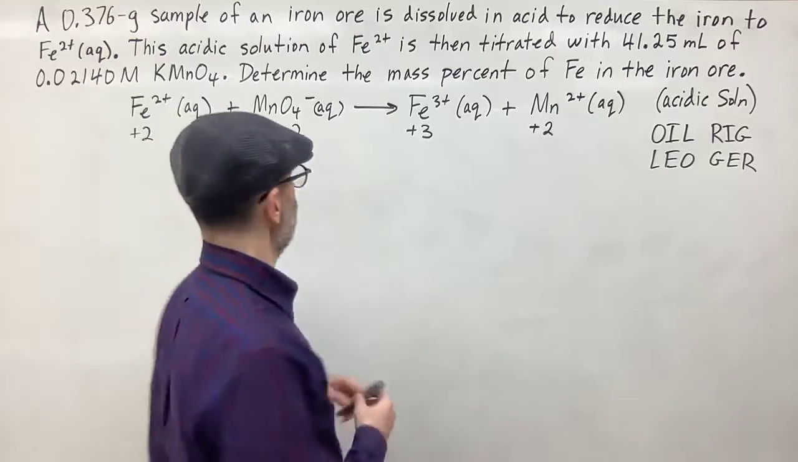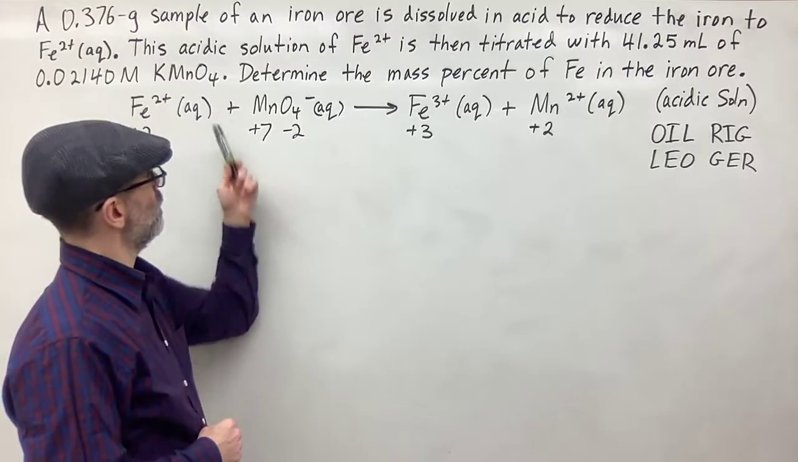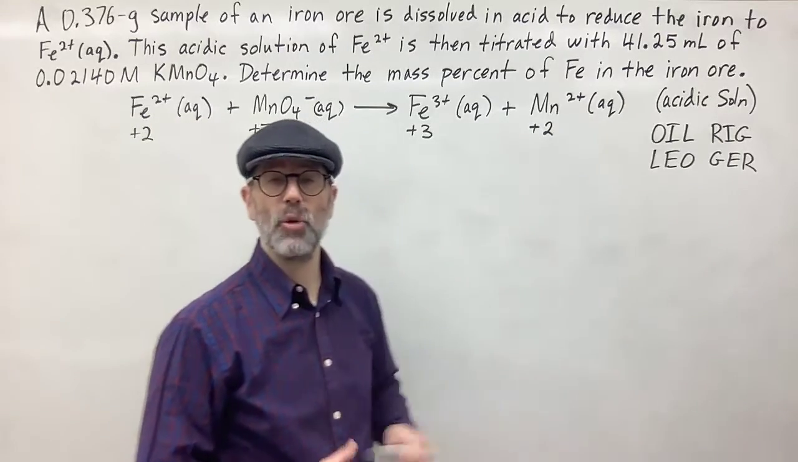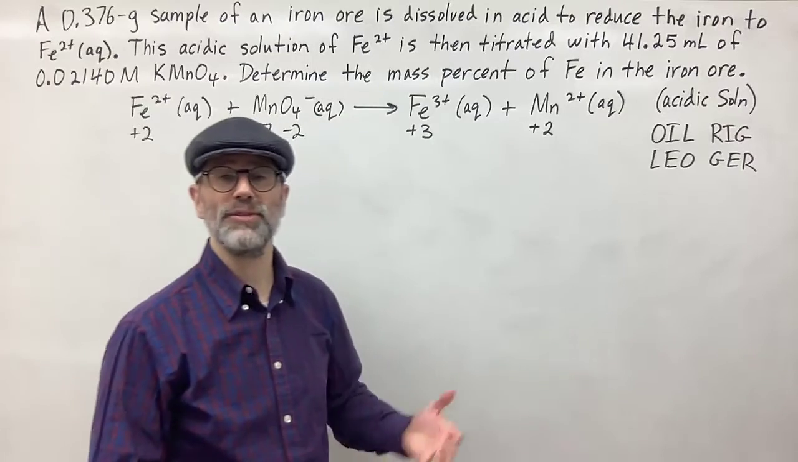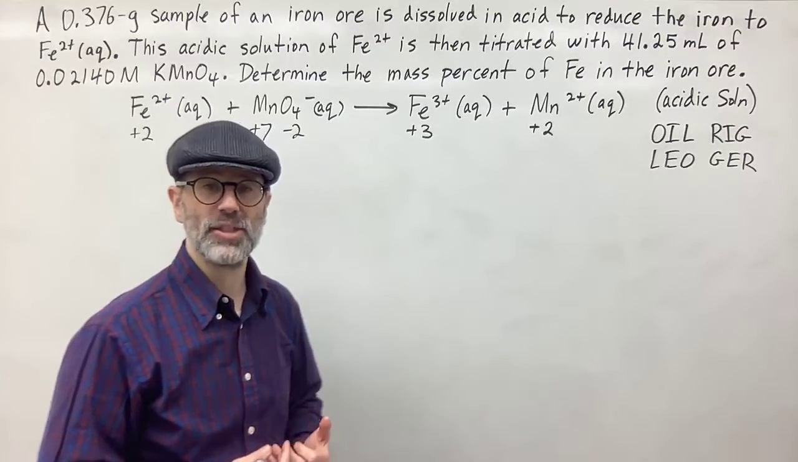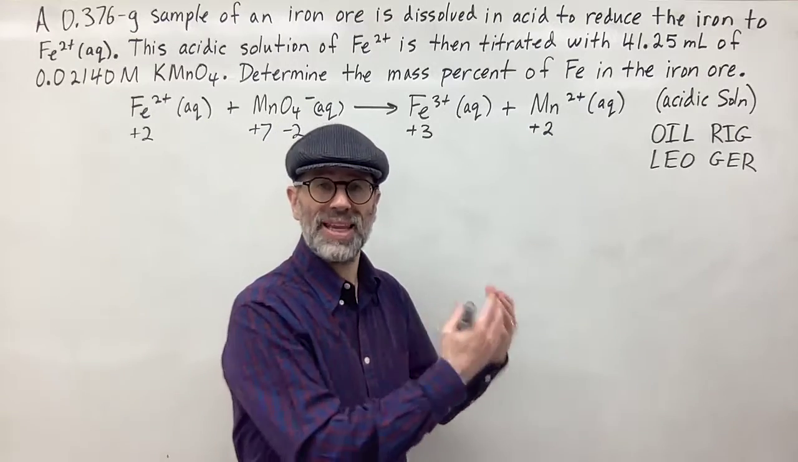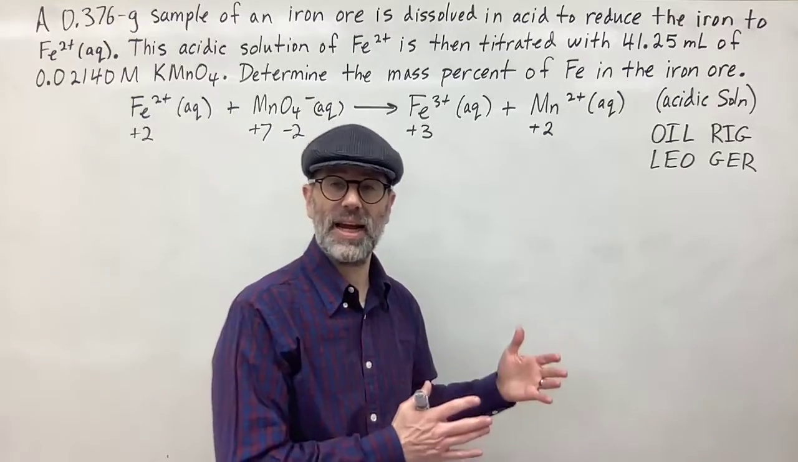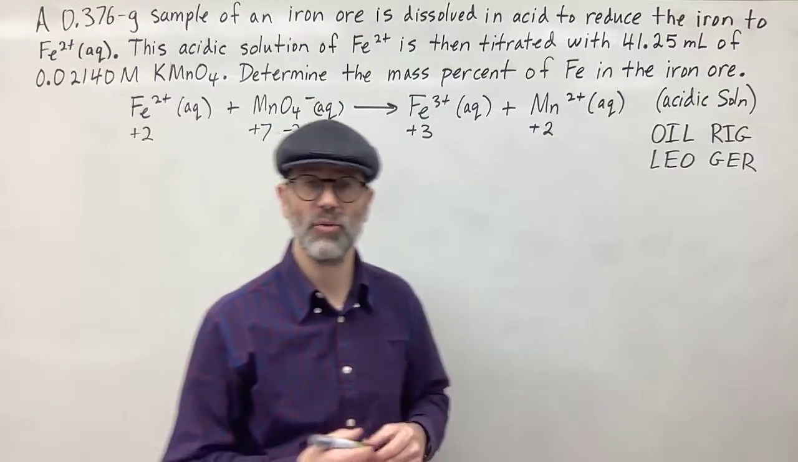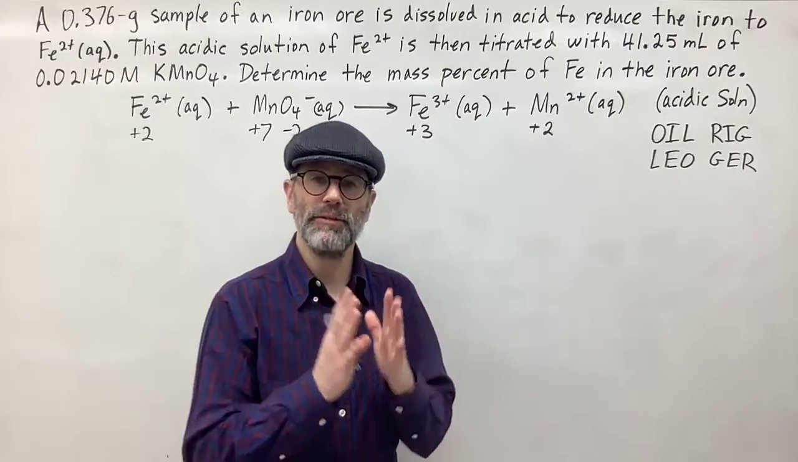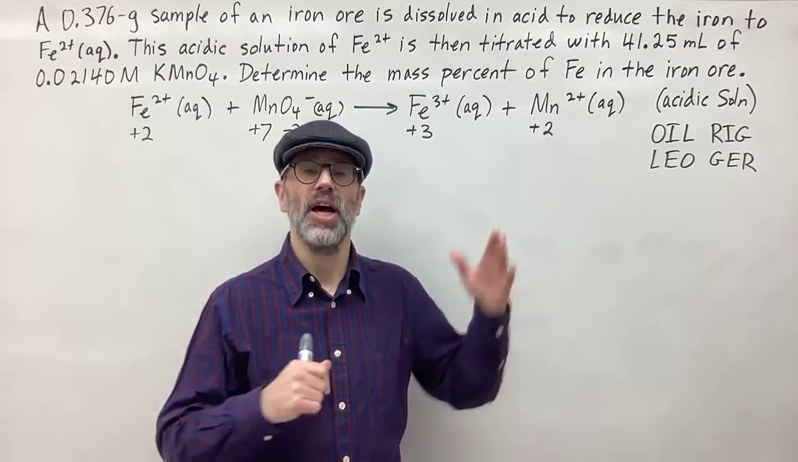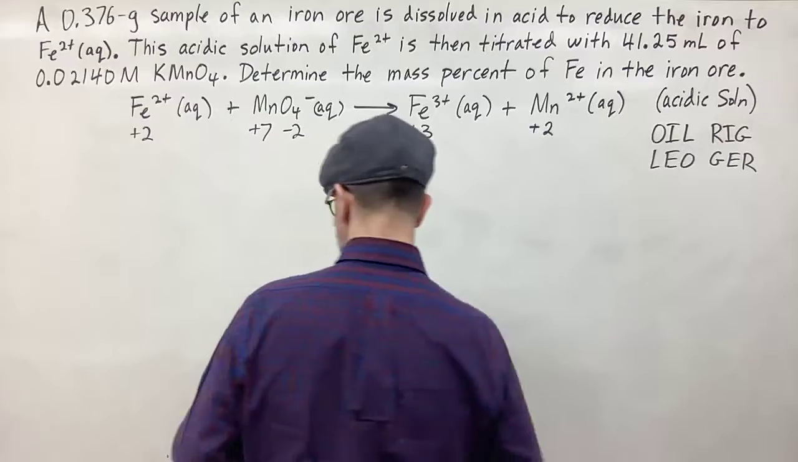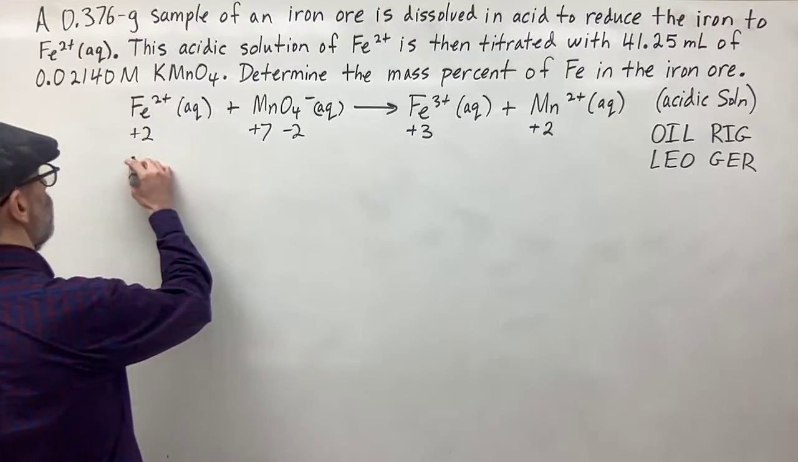If we look at manganese, manganese started off with a +7 and it ended up with a +2. So it became less positive. So it must have gained negative electrons, right? If you become less positive, then you are gaining negative electrons and you're undergoing reduction. So we can divide these into two half reactions, the reduction half reaction and the oxidation half reaction. So let's go ahead and do that. So here we'll write reduction.